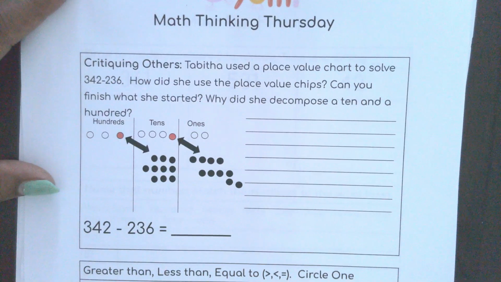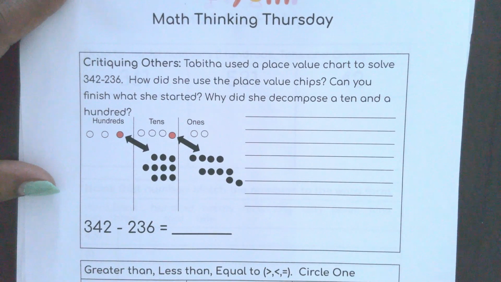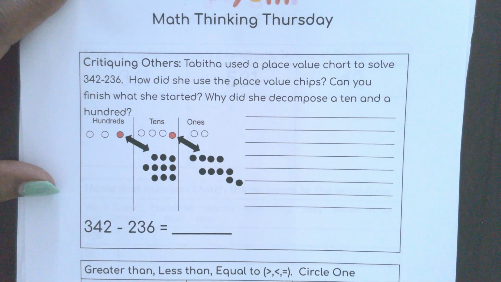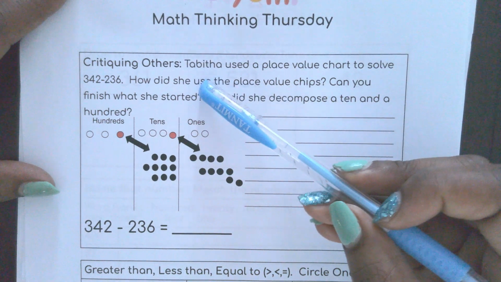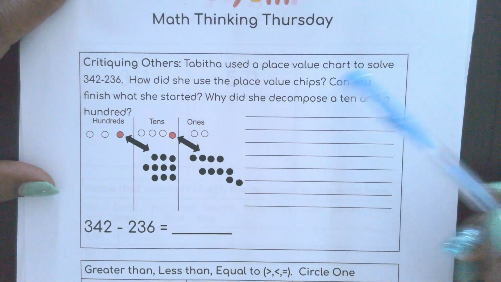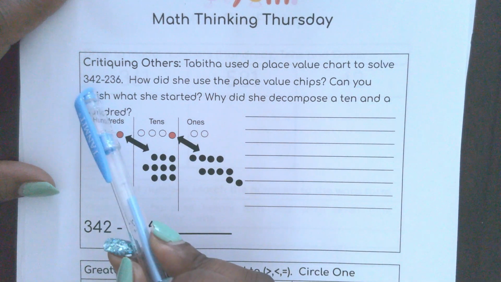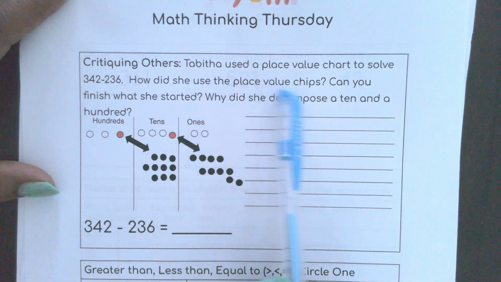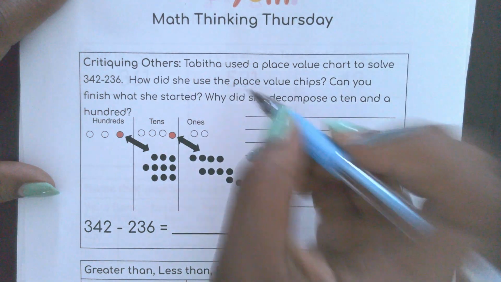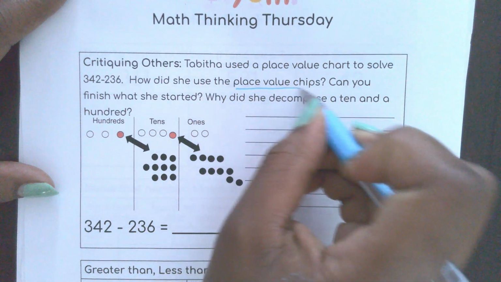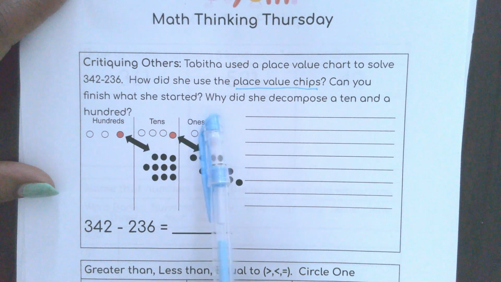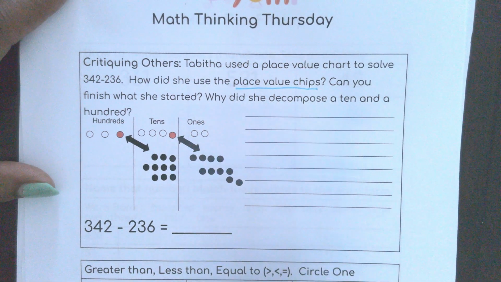So up at the top, we are critiquing Tabitha. She started off her work right here, and we're going to help her finish, and we're going to help see if she started correctly. So it says Tabitha used a place value chart to solve 342 minus 236. How did she use the place value chips? We haven't used these yet. We'll talk about those. Can you finish what she started? Why did she decompose a 10 and a 100?